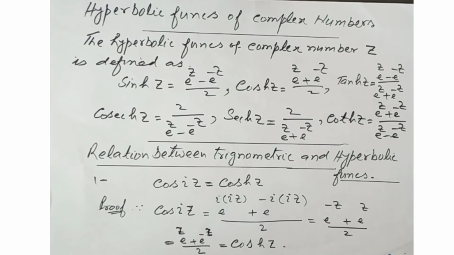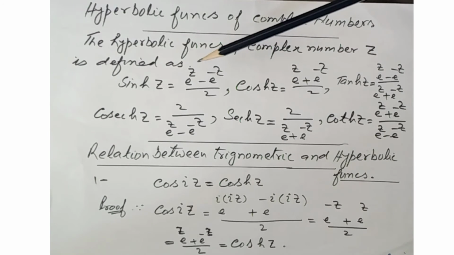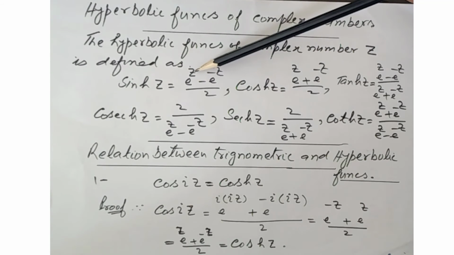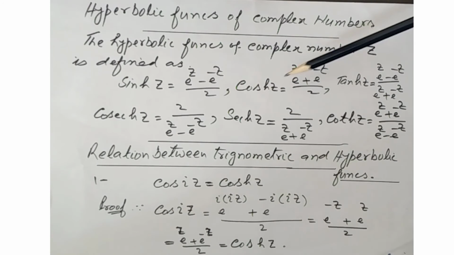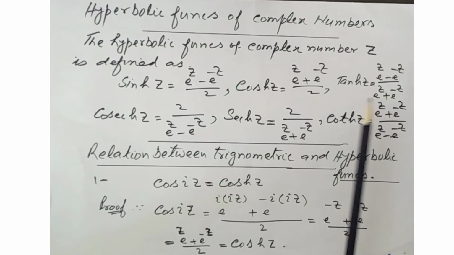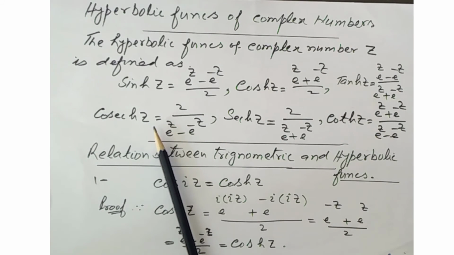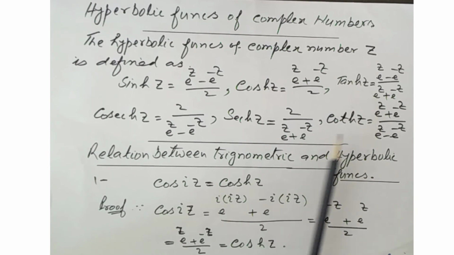Now also very useful in complex numbers are the hyperbolic functions of complex numbers. The hyperbolic functions of a complex number z are defined as sin hyperbolic z equal to e to the power z minus e to the minus z divided by 2, and cos hyperbolic z equal to e to the z plus e to the minus z divided by 2. Similarly, for the other formulas, tan hyperbolic z, cosecant hyperbolic z, secant hyperbolic z and cot hyperbolic z, you can understand and use these formulas.